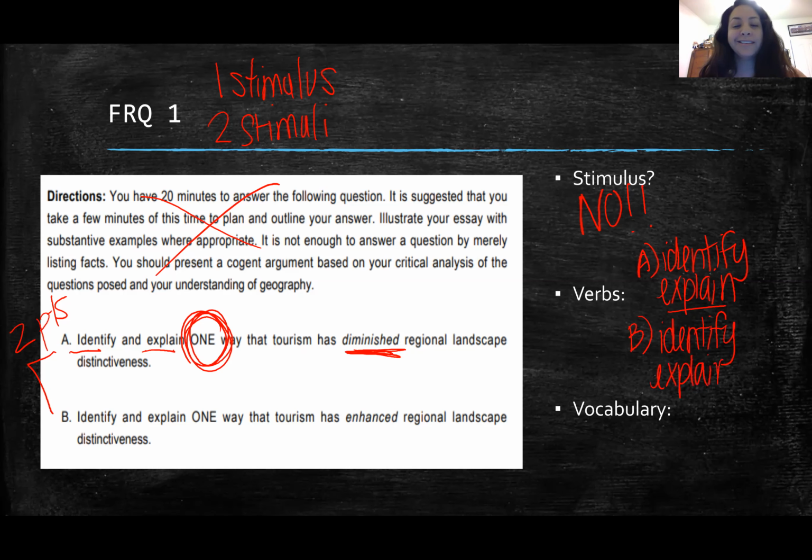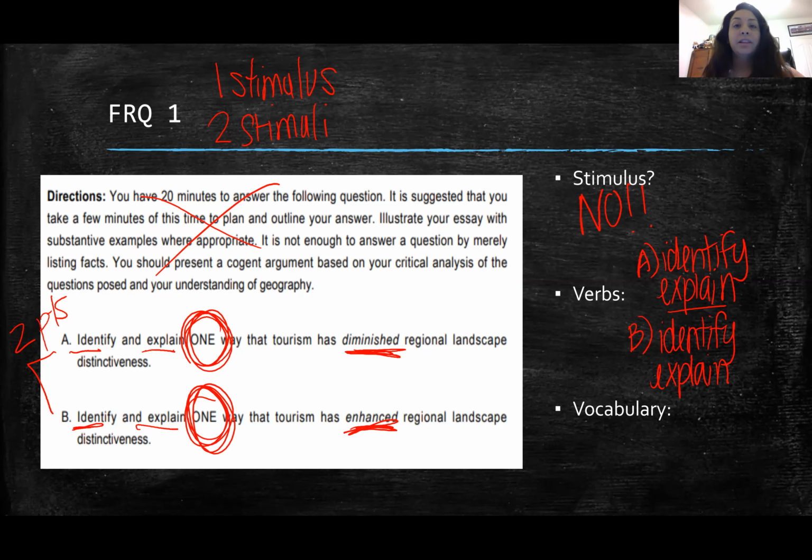There we go again. All right, so letter B, identify and explain one way tourism has enhanced regional landscape distinctiveness. Okay, so with any FRQ, you've got to make sure you, number one, look at your stimulus. Is there a stimulus? If there is, how am I going to analyze that? That's the first thing. Second thing, your verbs. What do they want me to do? All right, because that's a biggie.